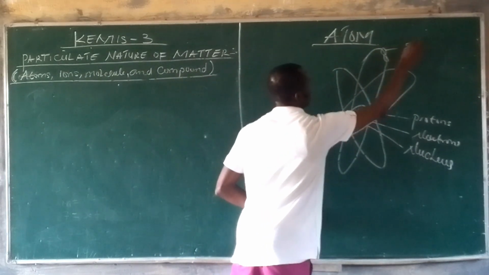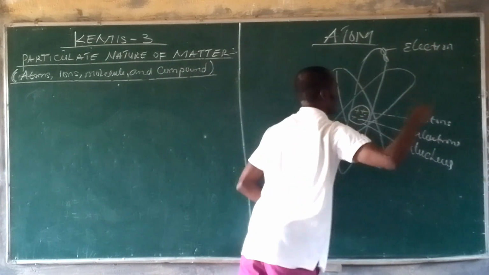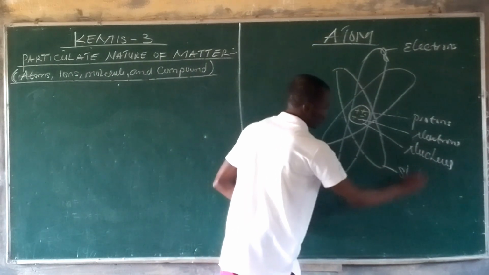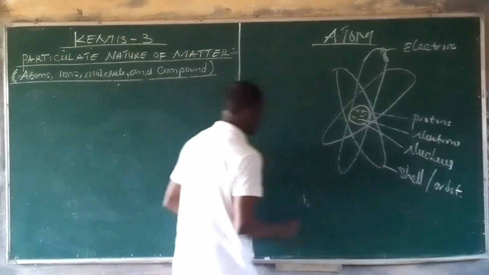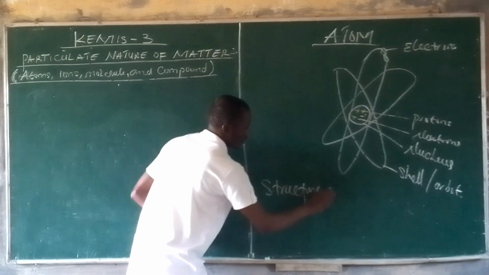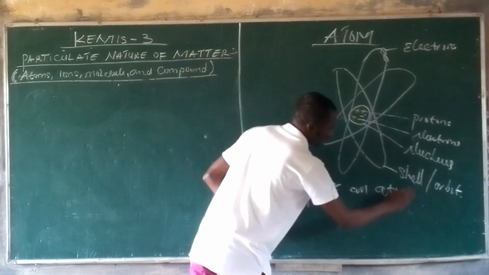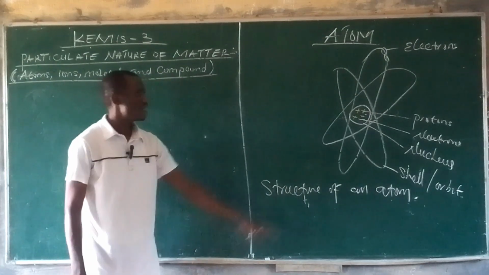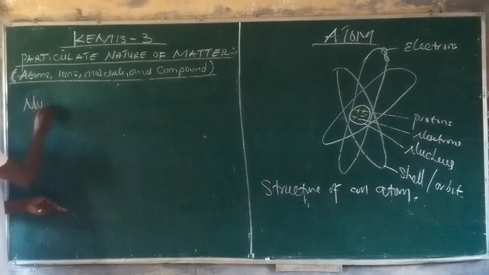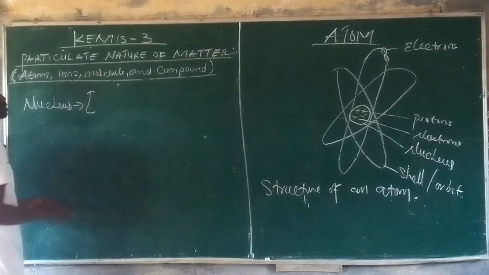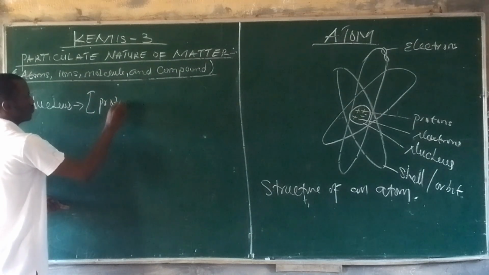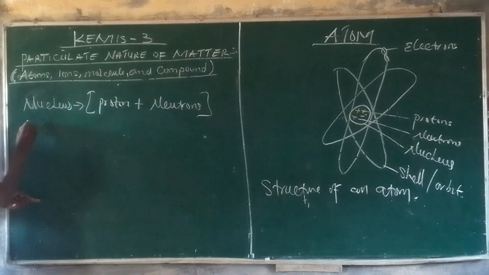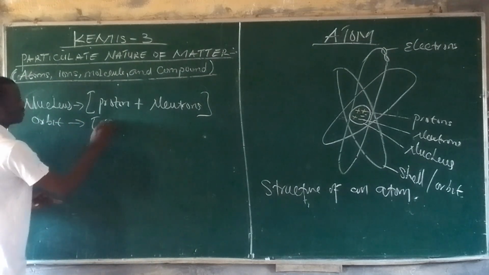Now we have electrons. Electrons revolve around the orbit, and this is the shell or the orbit. This is the structure of an atom, a typical structure of an atom. We need to analyze what is happening here. Now, we need to know that the nucleus of the atom contains the protons and the neutrons, and then the orbit has the electrons.